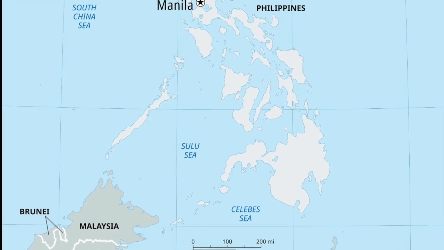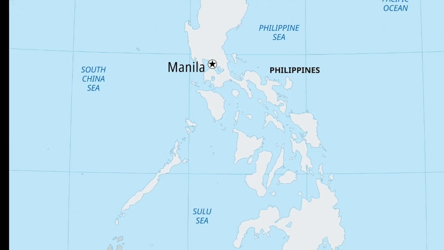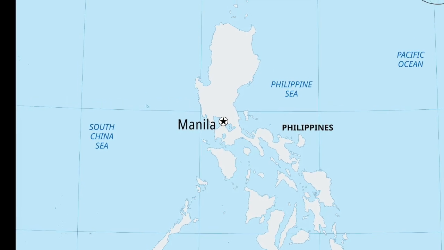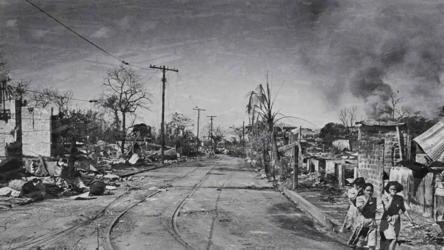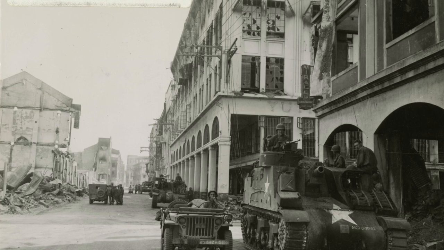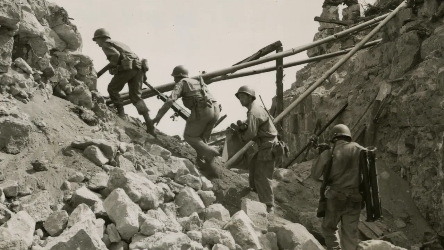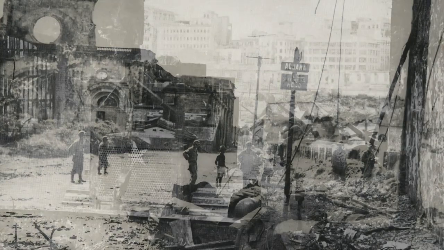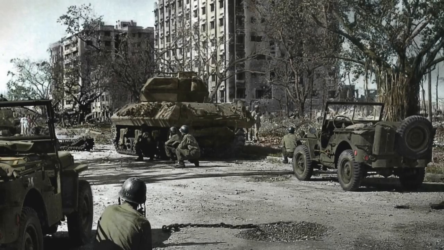the Pacific theater. Manila, the capital of the Philippines, held immense strategic and symbolic significance for both the Allies and the Japanese. For the Allies, it represented a key step toward reclaiming the Philippines, cutting Japanese lines of communication and supply, and securing a foothold for further operations in Southeast Asia.